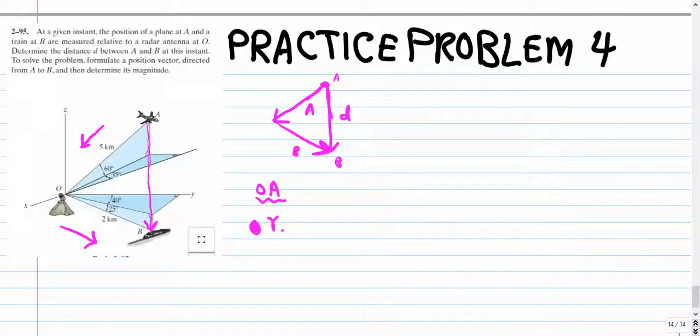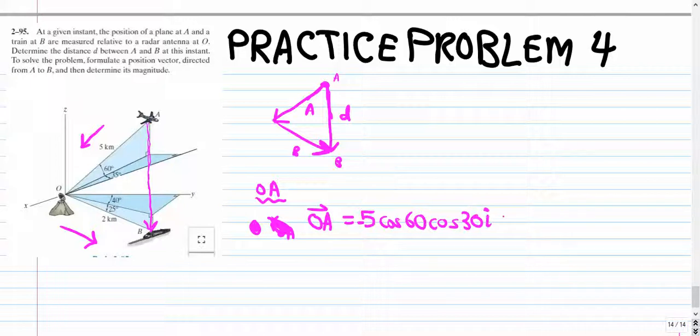Length vector from A, or let me just write it down as OA. OA would be, the x component is going to be 5 multiplied by cos of 60 times cos of 35. 5 cos 60 cos 35. But notice that the OA vector is towards the negative x direction, so there is a negative sign before this component.